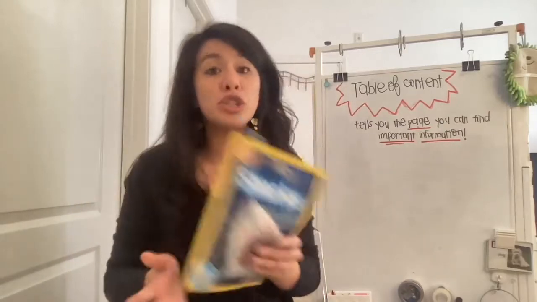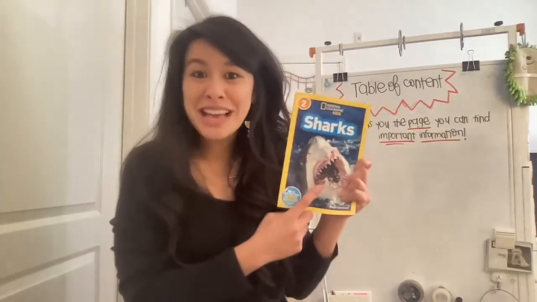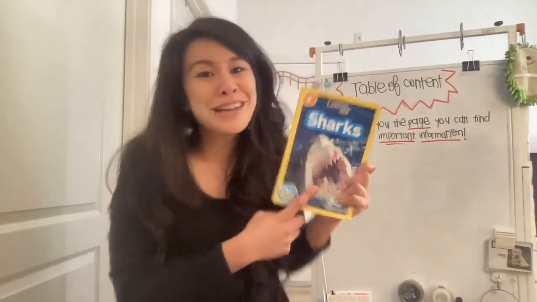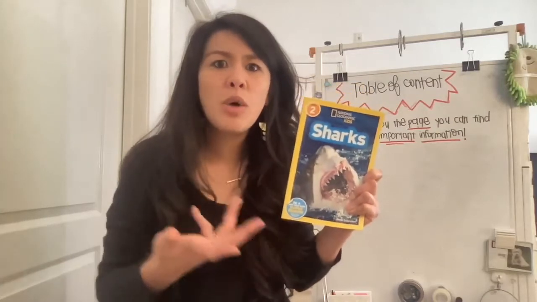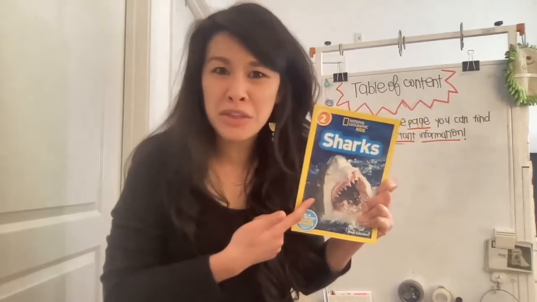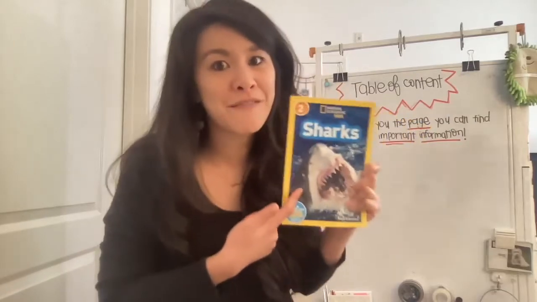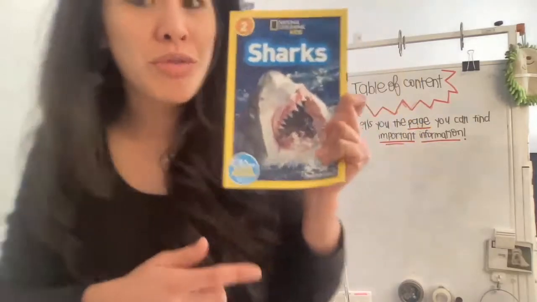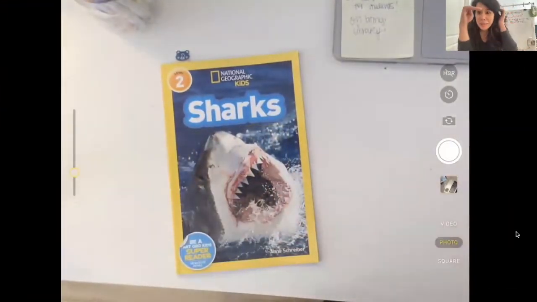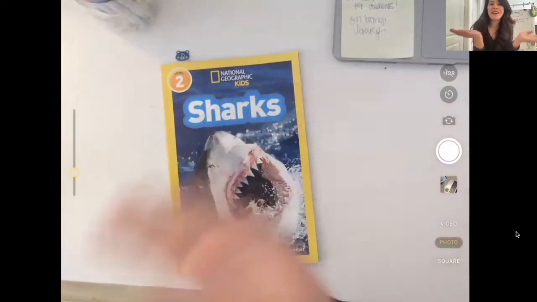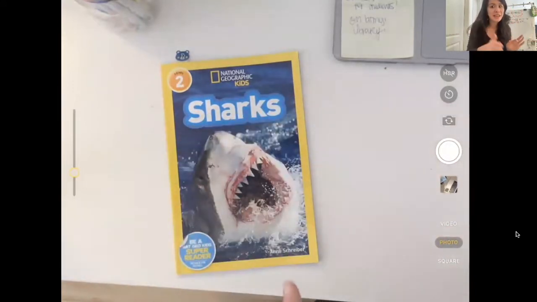So let me actually show you what a table of contents looks like. Do you want to see? This was the shark book that I was reading earlier because I want to learn more about sharks. But I'm going to go to the table of contents to see what important information this author is going to teach me and what page I can find it on. Here's my shark book. Let's keep our eyes out. Can you find the table of contents? If you see it, give me a thumbs up.